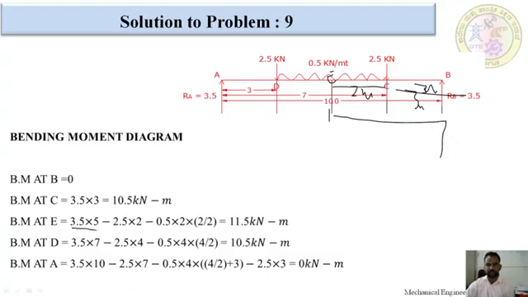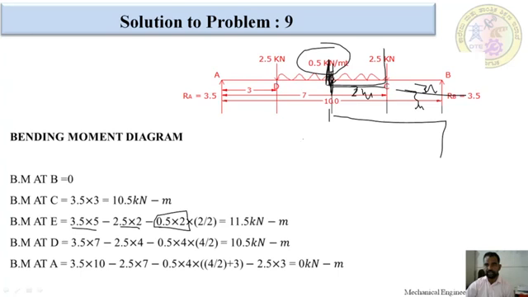First 3.5 into 5. First calculate and complete, minus 2.5 into 2, because up to here only we are calculating. Minus this magnitude we have to convert into point load: 0.5 into 2, 0.5 into 2. This is the conversion of point load.